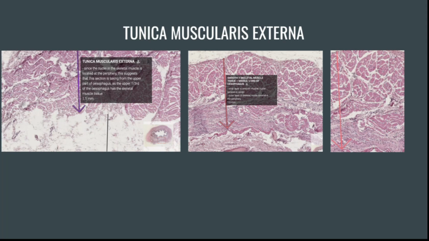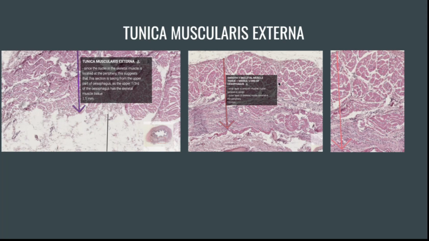How do you know this? When we look here at the tunica muscularis externa, for example, as you can see here, in the upper part the nuclei are elongated, as I have attached a zoomed picture of this as well. What that means is that it is smooth muscle. And then as we can see here, the nuclei are present at the periphery, and this suggests that this is skeletal muscle. So this shows that there is a transition happening between the smooth muscle layer and the skeletal muscle layer.